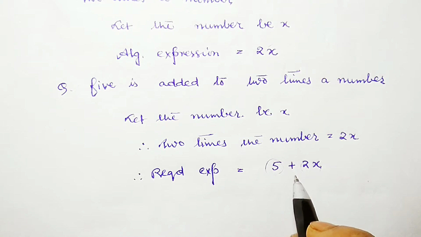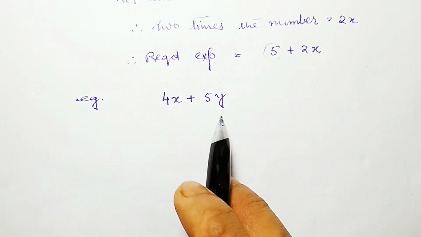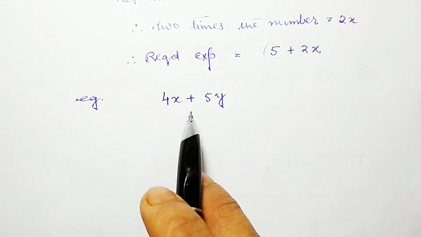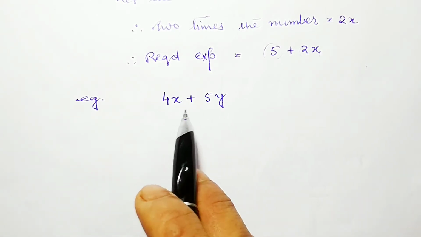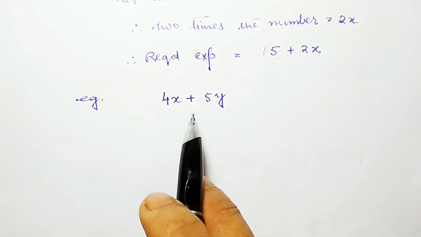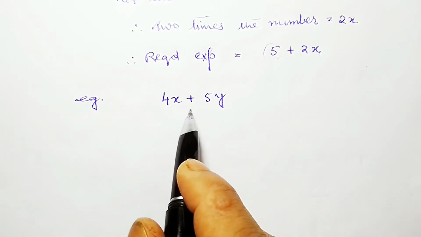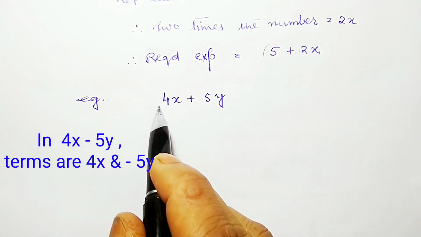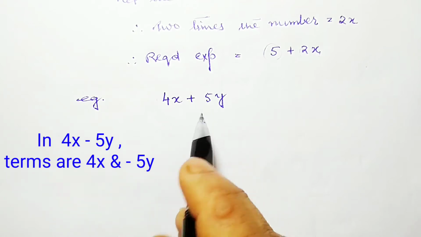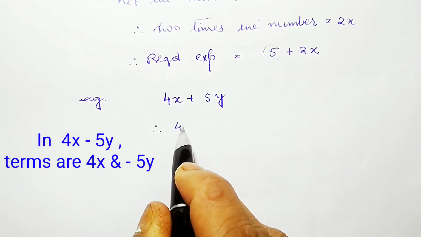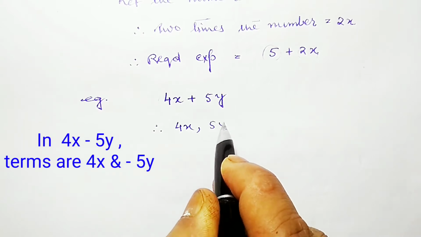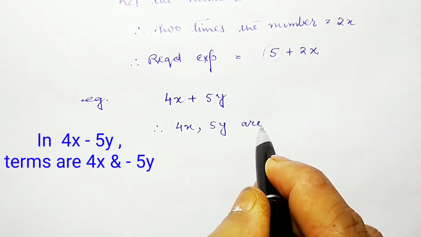Okay, let me give you another example to explain terms of an expression. 4x plus 5y. It is an algebraic expression, and here you can see two variables are there. Now we have to find the terms of this expression. Here this is the plus sign. That means this is one term, this is another term. Therefore, we can write 4x and 5y are the terms.